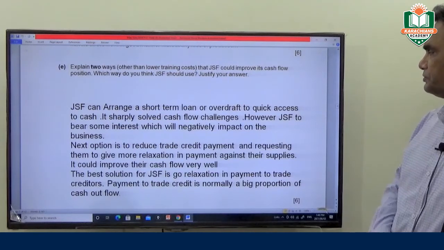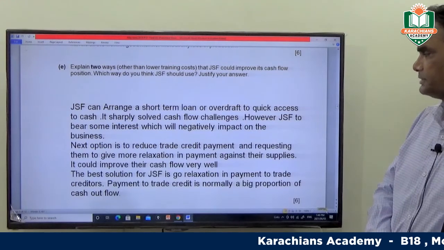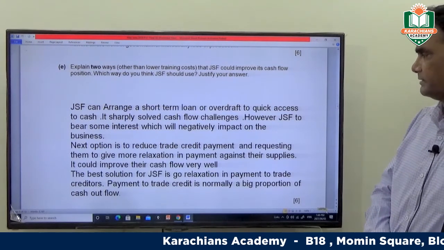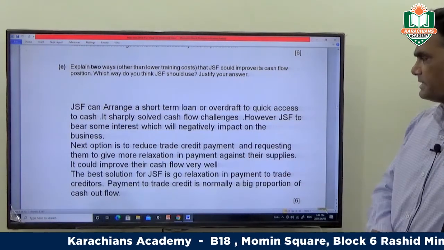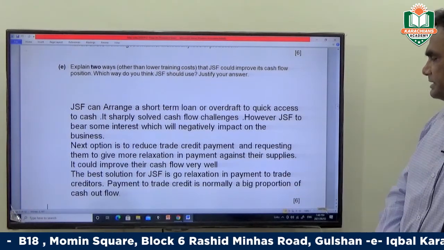Next option is to delay trade credit payments by requesting suppliers to give more relaxation in payment. It could improve their cash flow very well. Yes, the best solution for JSF is to get relaxation in payment to trade creditors.